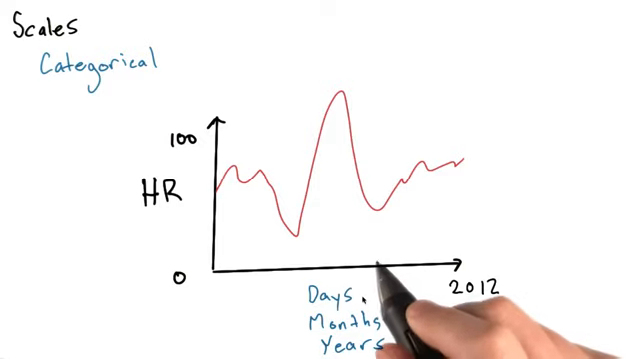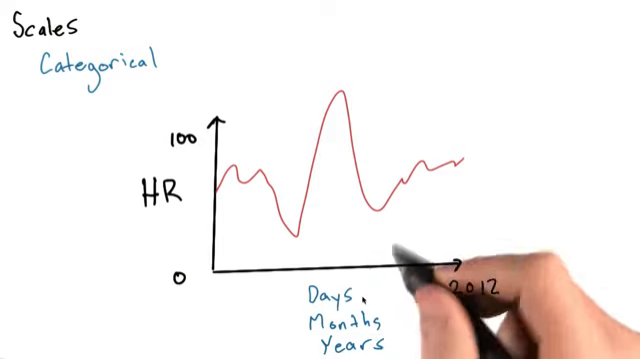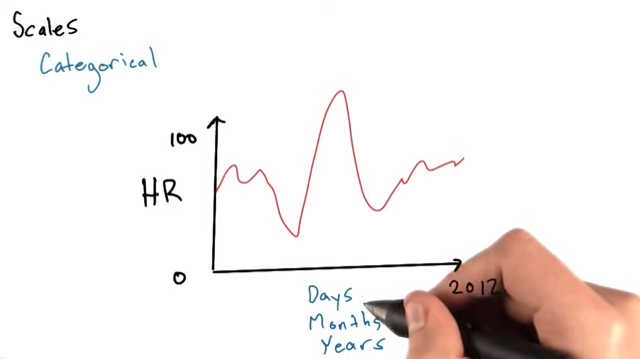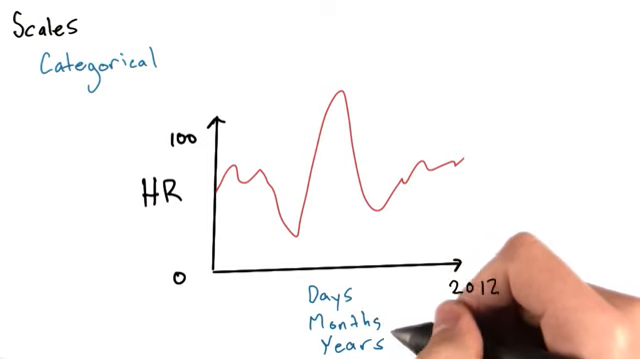So if you're looking at fluctuations that happen on a very short timescale, days are more appropriate. But if we're looking at long-term trends, we may want to look at data on a month-to-month or year-to-year basis.